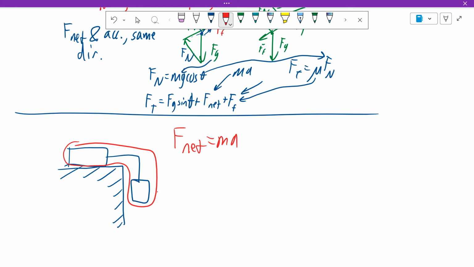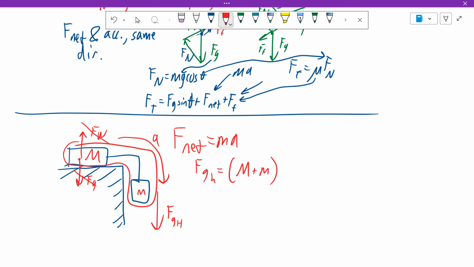If there's no friction, the only force that's really driving this acceleration is going to be the Fg of the hanging mass. There is an Fg here and an Fn here, but they cancel each other out. So the only thing that matters there is Fg hanging mass. So Fg hanging mass is equal to the mass of, let's call this big M and little m, so big M plus little m, and then that would be the acceleration. And that's how you would solve a problem like this. Acceleration would be Fg little mass over big M plus little m.